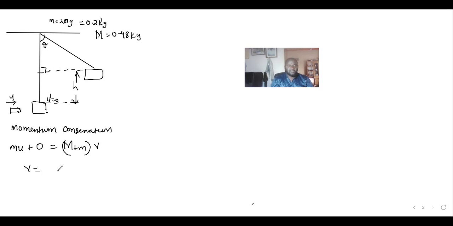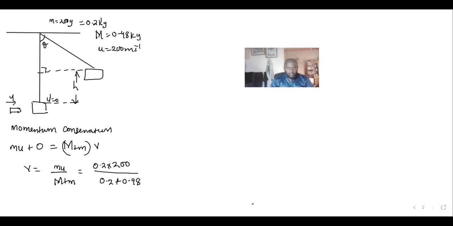So V is going to be the momentum of the bullet over the sum of the masses of the bullet and the block, which is 0.2 times 200, because the initial velocity was 200 meters per second, divided by 0.2 plus 0.98.